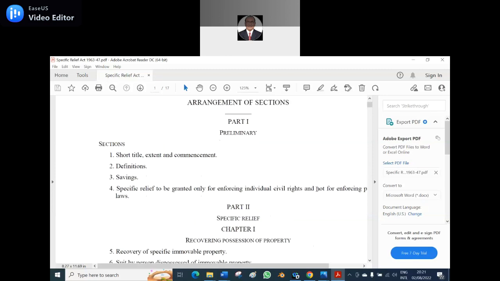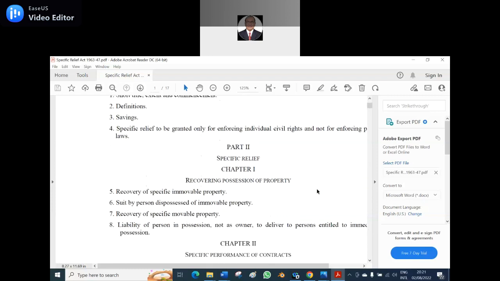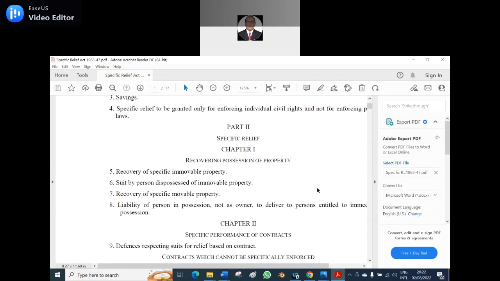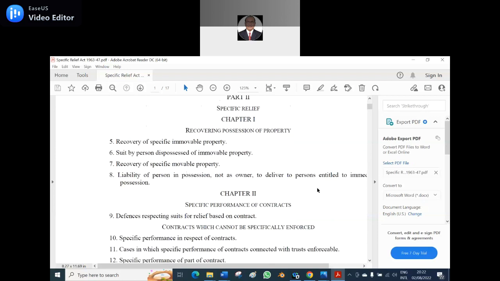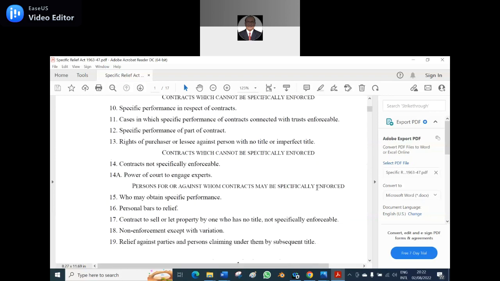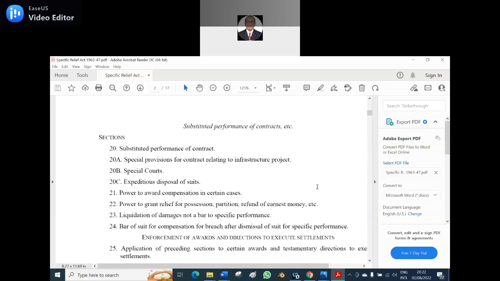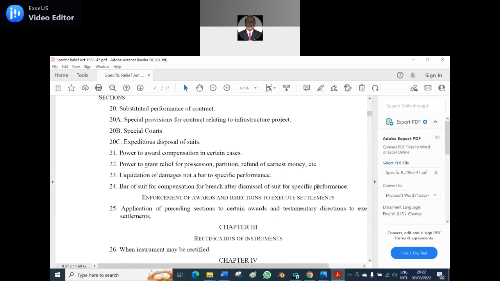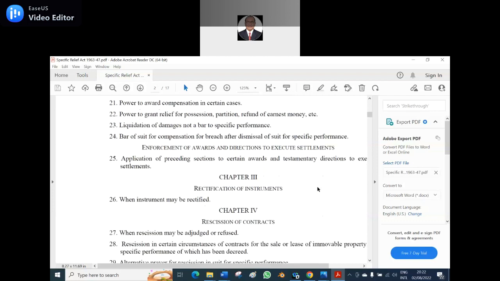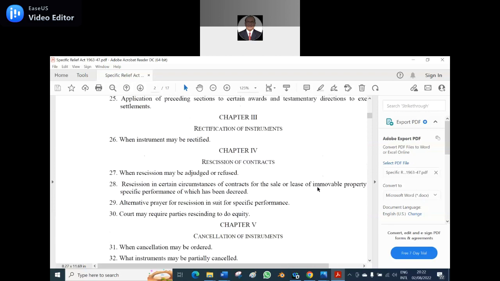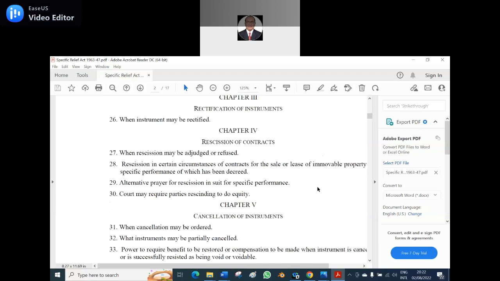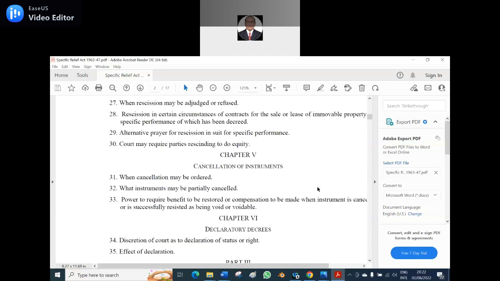Part one, preliminary. Part two, specific relief. And in part two, how many chapters are there? Supplementary question. See, chapter one, recovering the possession of property. Chapter two, specific performance of contracts. And if you scroll on like that, chapter three, rectification of instruments. Chapter four, rescission of contracts. Chapter five, cancellation of instruments. Chapter six, declaratory decrees.